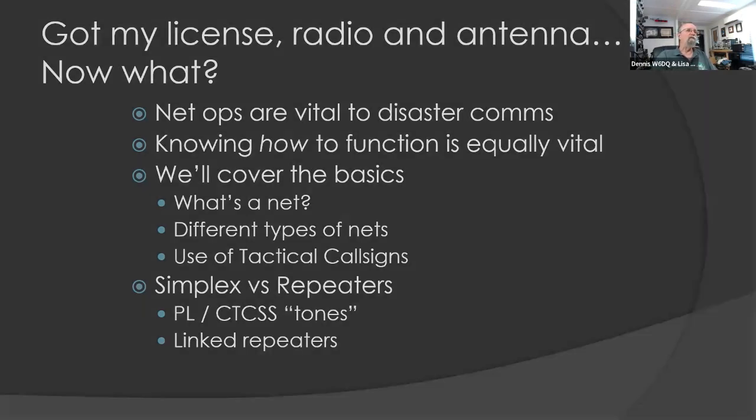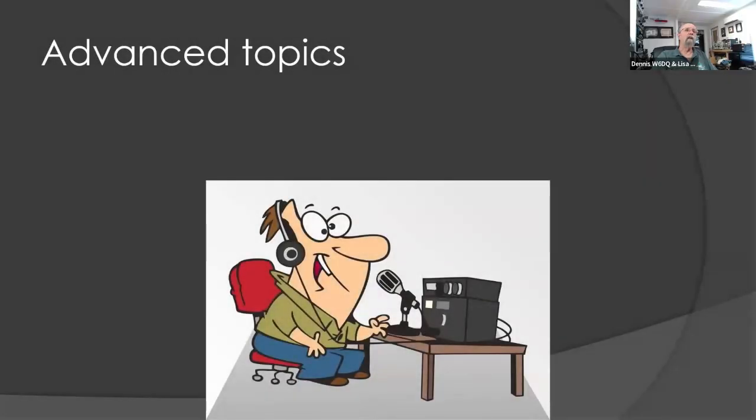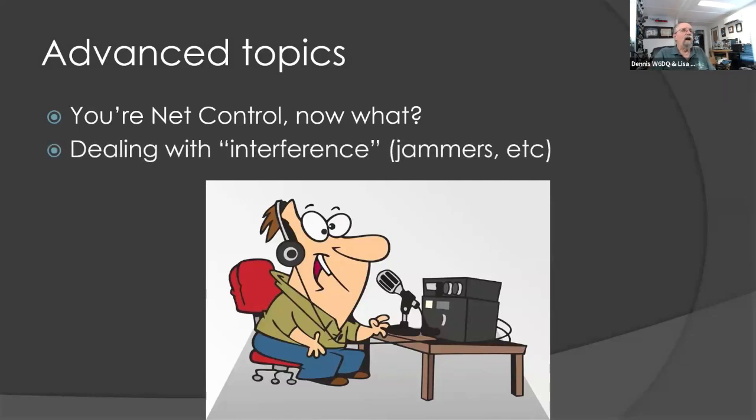And then we're going to get into some advanced ideas. We'll talk about, like I just said, you're stuck as net control. Now what do I do? Yeah, that's a big one. And the other thing I want to talk about is interference, of many different sorts. Primarily, I want to talk about jammers, and a jammer is intentional interference. But many times we have unintentional interference, a stuck mic, right? A stuck microphone will be considered unintentional interference. So we'll talk about all those things tonight.